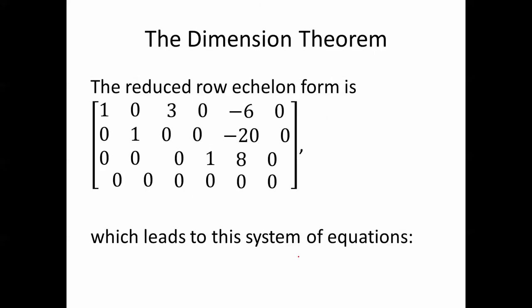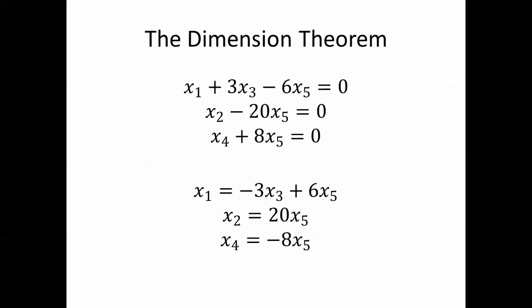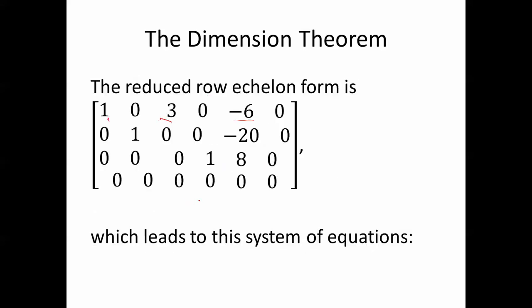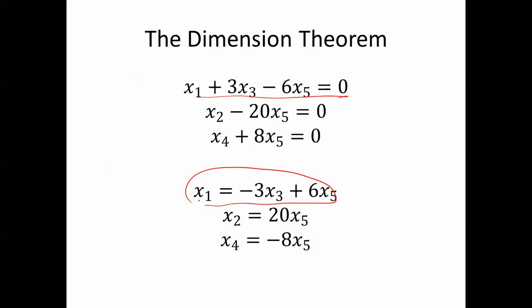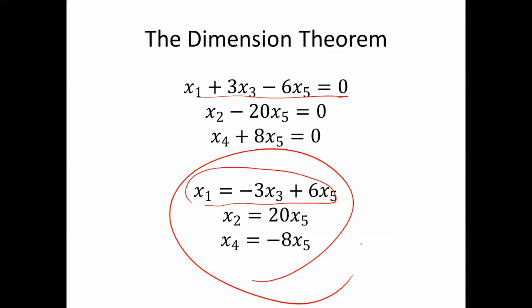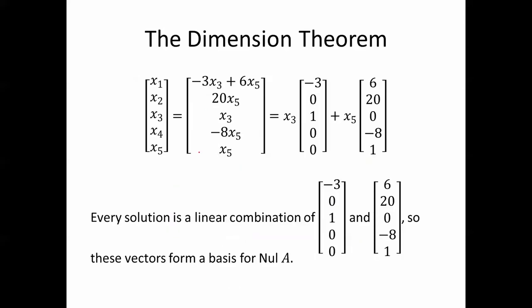Notice you've got x1 plus 3x3 minus 6x5 equals 0. You shift the x3 and the x5 to the other side, and this is what you end up with. If you do the same with these other two equations, x2 minus 20x5 equals 0 and x4 plus 8x5 equals 0, shift the x5 to the other side, and this is what we end up with. Notice we can rewrite this system of equations in this way. So you can write it like this.